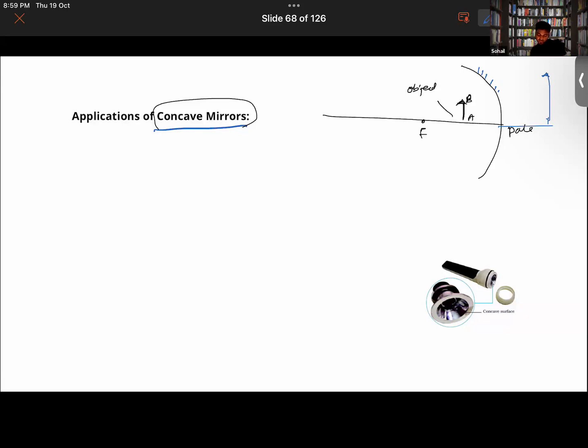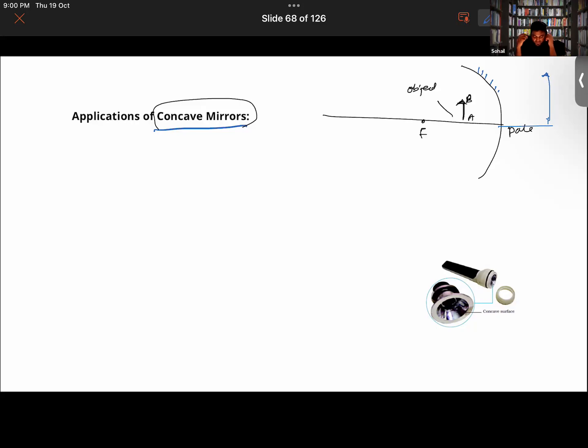Now, applications of the concave mirror. What are the applications of the concave mirror? Where do we use it? Quickly. Sir, as a shaving mirror. As a shaving mirror, it can be used, or dentists also use it, right?